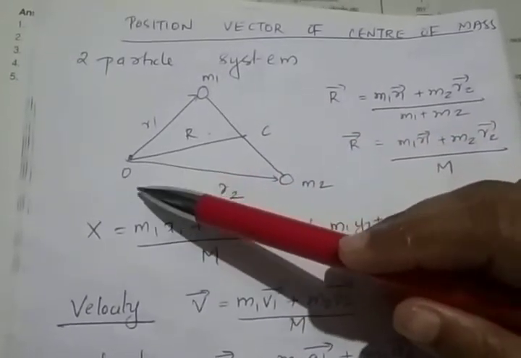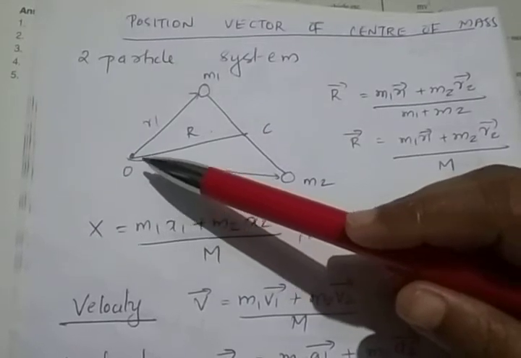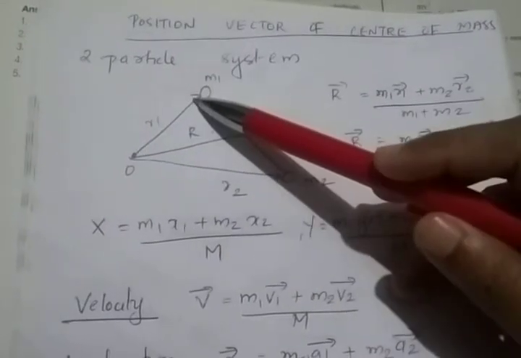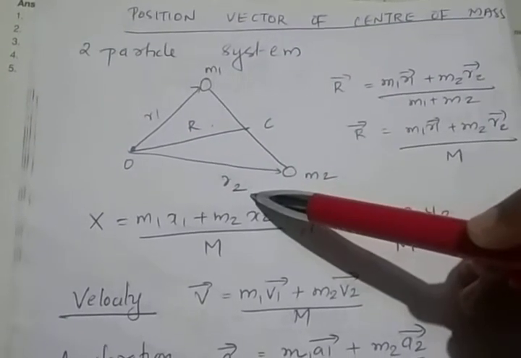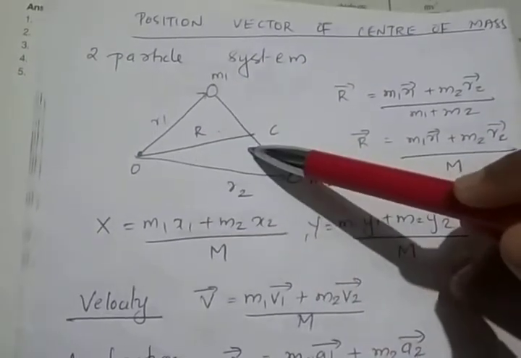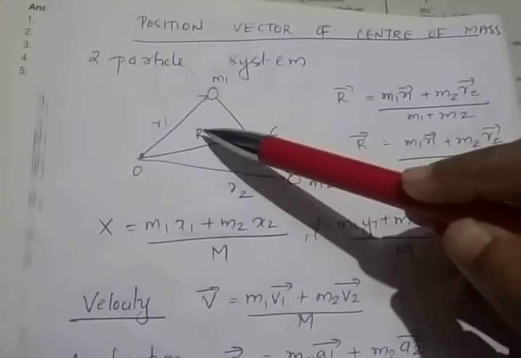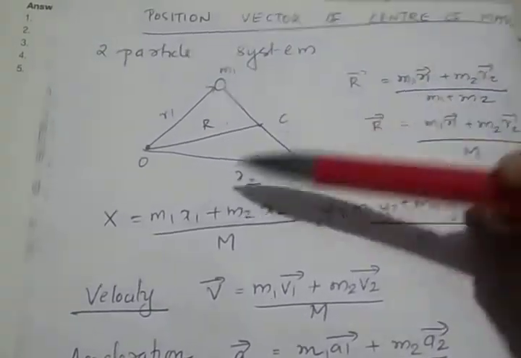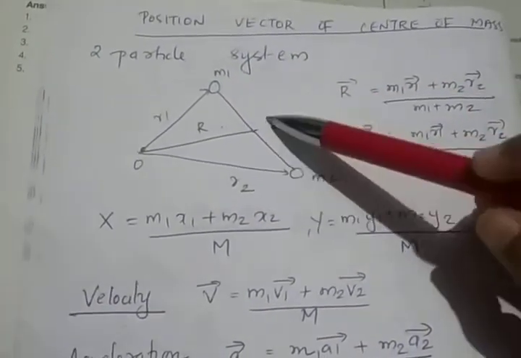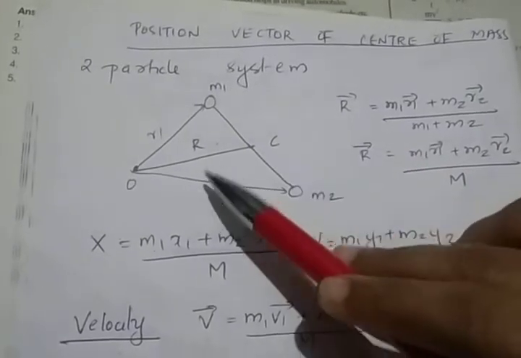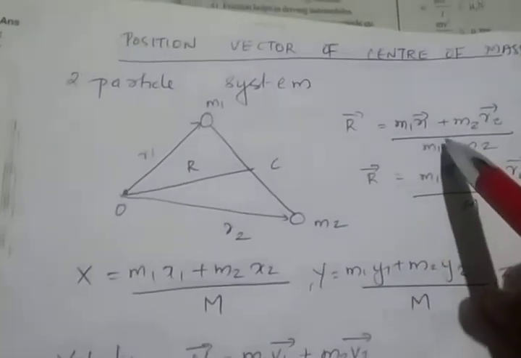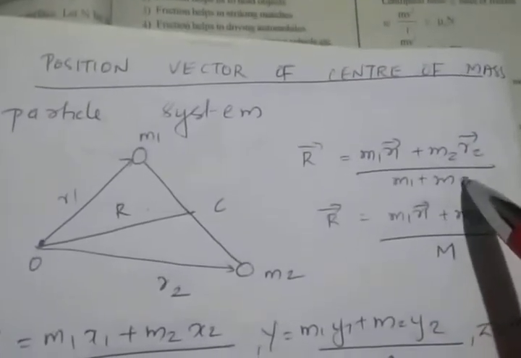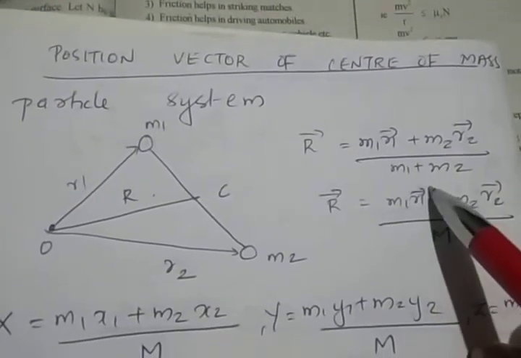Consider a point O, which can be considered as the origin, and from here draw one vector to m1, which is r1, draw another vector to m2, which is r2, and draw another line to the center of mass, which is the radius vector, or position vector, of the center of mass. So the expression for this position vector of center of mass is given by r is equal to m1 r1 plus m2 r2 by m1 plus m2.